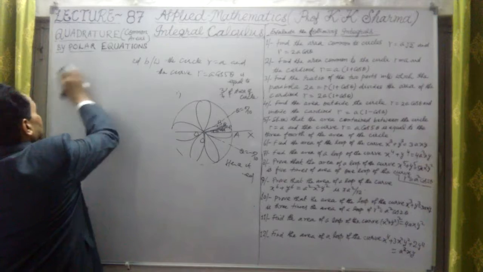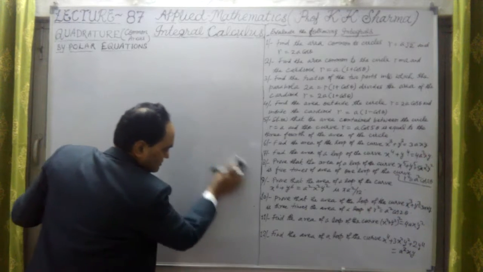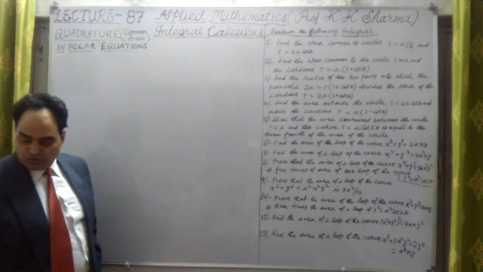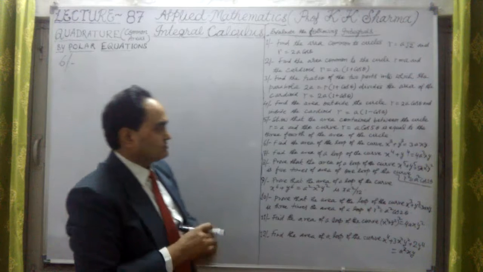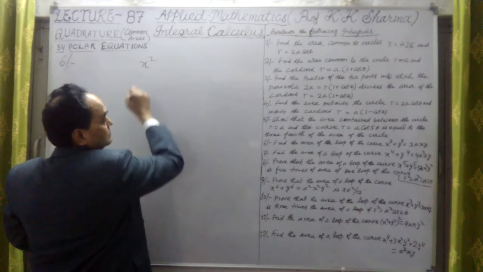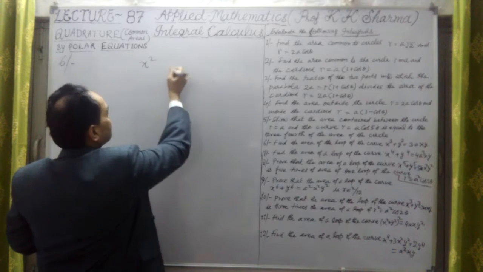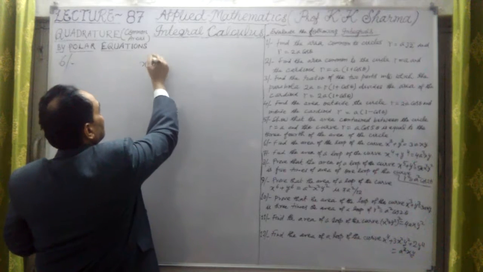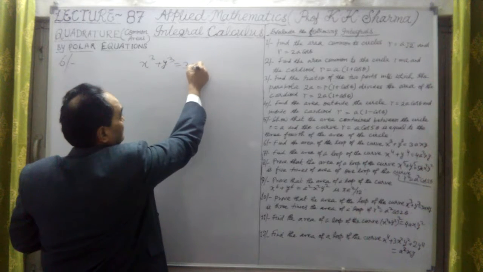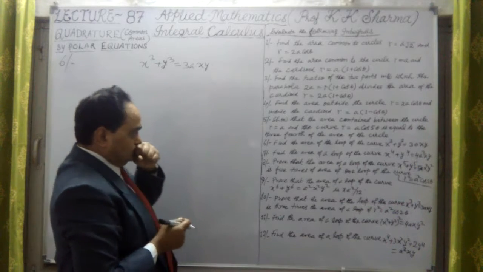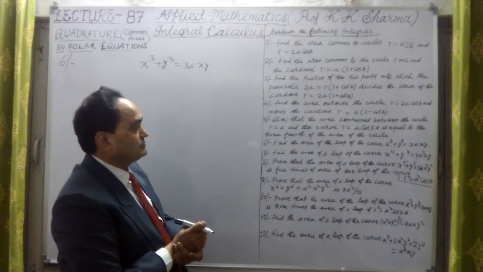Let me talk about question number 6. What does question number 6 say? It says, find the area of the loop of the curve, or one of the loops, of x cube plus y cube equal to 3axy. Okay, so this is the curve here. Find the area of the loop of the curve.